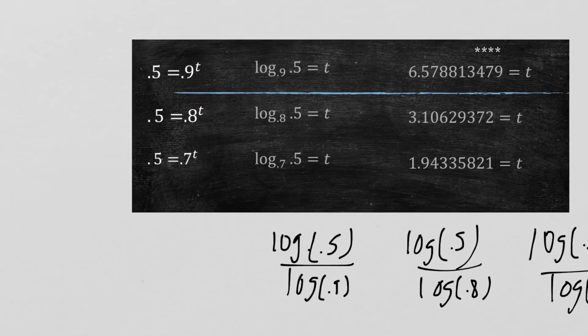If we want to figure out, if I drop by 32% every year, well, that would be 0.68 as our base. So we would just say log base 0.68 of 0.5 equals t, right? This is going to tell us if we lose 32% every year, how long until we hit 50%. That's what this t value will tell us.